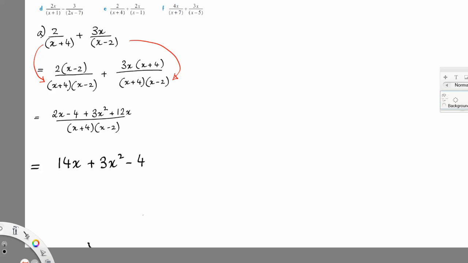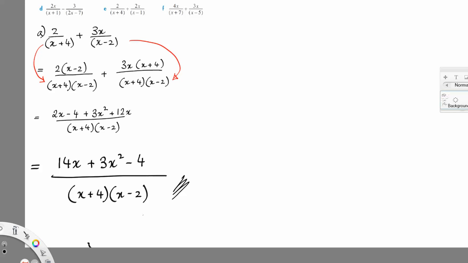I'm going to write it like that, but I could have written it as 3x squared plus 14x minus 4, or I could have written it as -4 plus 3x squared plus 14x. It doesn't matter, as long as you keep the sign together with the term. And then that's all over x plus 4 times x minus 2. And I'll leave that in brackets, and that's fine. And that's our answer. That's it.